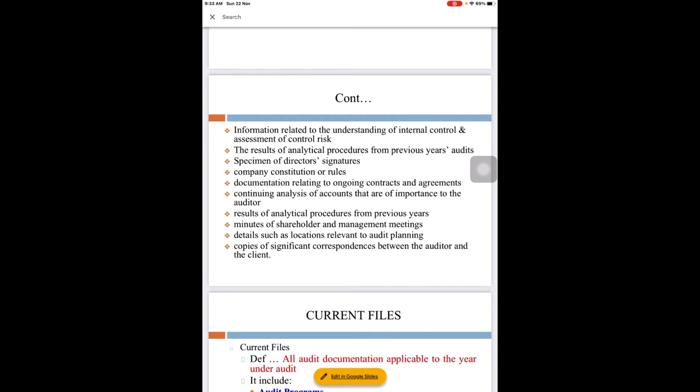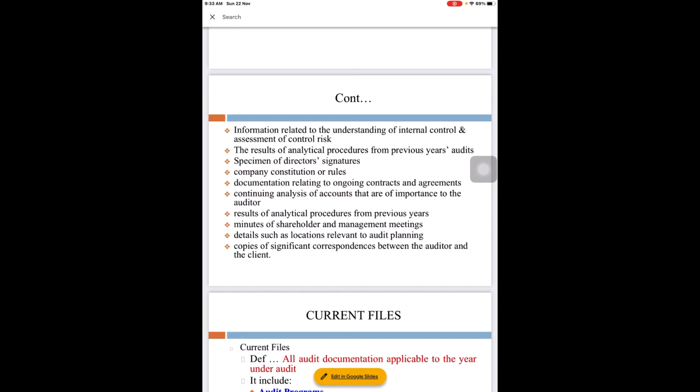Alright, the result of analytical procedures from previous years' audits. So once we did the analysis in the previous year's audit, if we still need to use the information for the current period, this should also be in the permanent file. Alright, specimen of the directors' signatures, the example of the signatures of the directors who have the power, and then the company's constitution or rules of the company. Next will be documentation relating to ongoing contracts and agreements, like we said before, all the contracts and agreements. Continuing analysis of accounts that are important to the auditor.